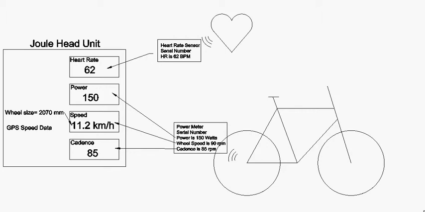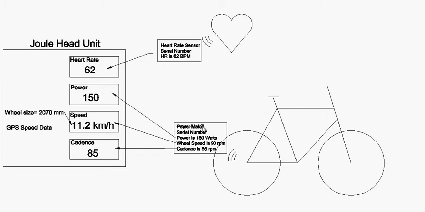So first I've got up here on the screen a standard case where you would have a head unit. Typically there are 4 data display fields that are relevant to this discussion: heart rate, power, speed, and cadence. The heart rate is the simple one. You have a heart rate strap. It sends its data out using ANT+. Each data packet says it's a heart rate sensor, has the serial number, and has the heart rate data of 62 beats per minute, and then the head unit knows to display that in the heart rate display field.